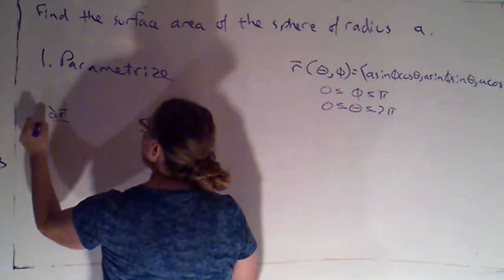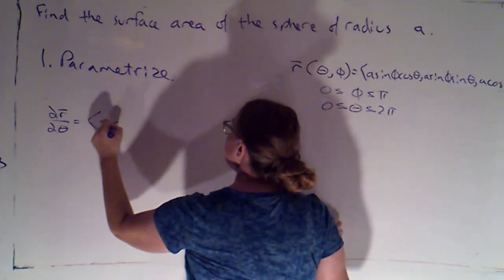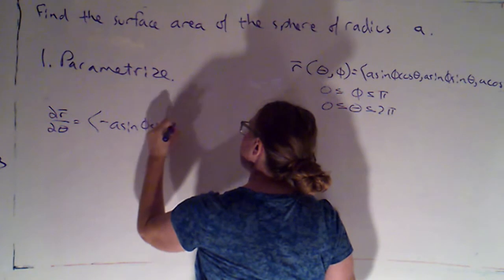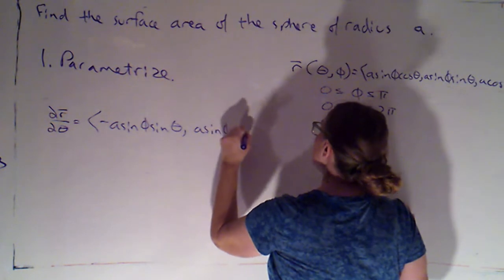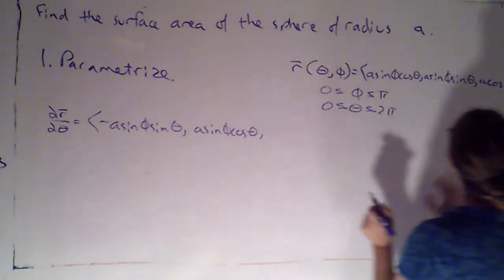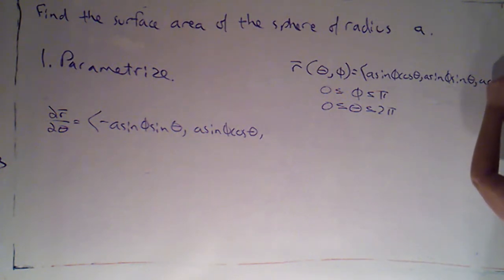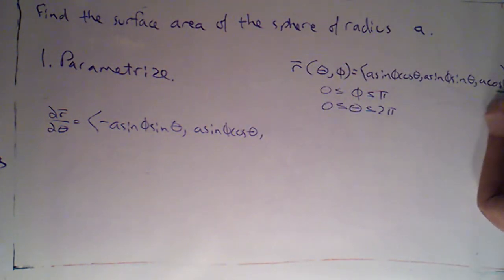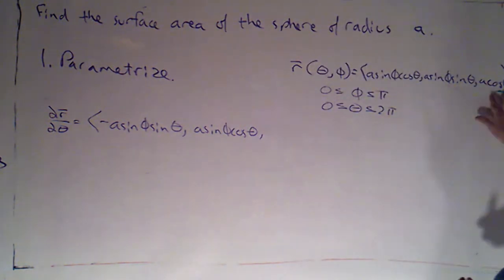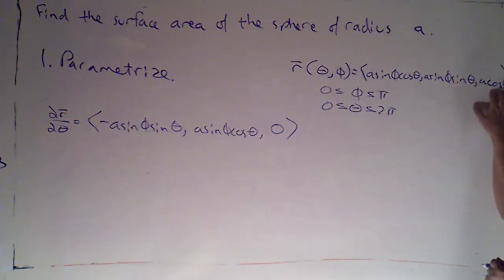So the partial of r with respect to theta, let's see, that's just going to be negative a sine phi sine theta, a sine phi cosine theta, and then, oh, I'm sorry, I miscopied that. I wrote a cosine theta there. That should definitely be an a cosine phi, not an a cosine theta. I just miscopied it as I transcribed it over here. Okay. So there are no thetas here, which means the partial of my z component with respect to theta is just 0.